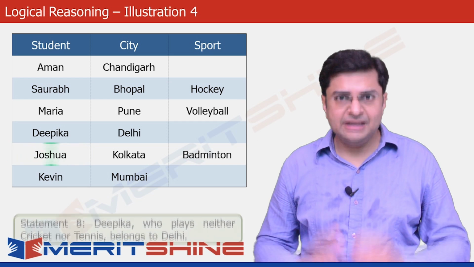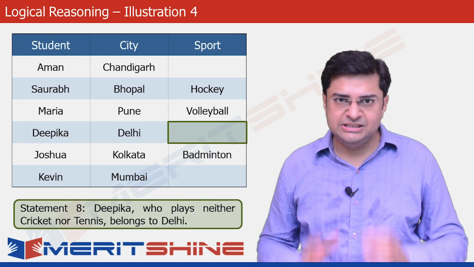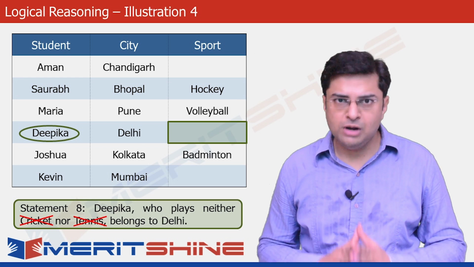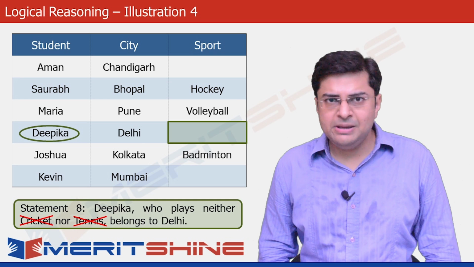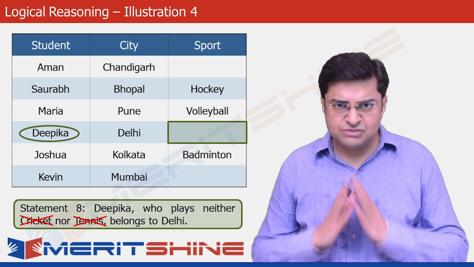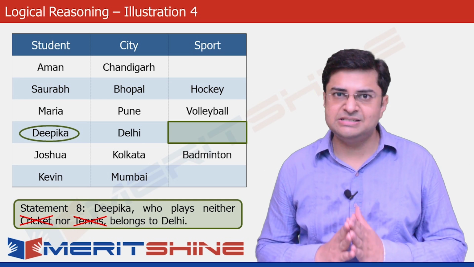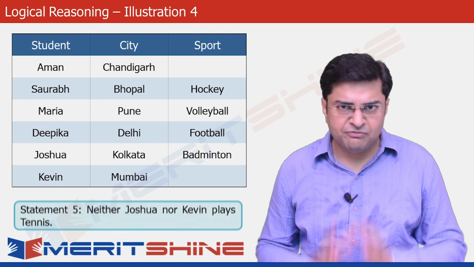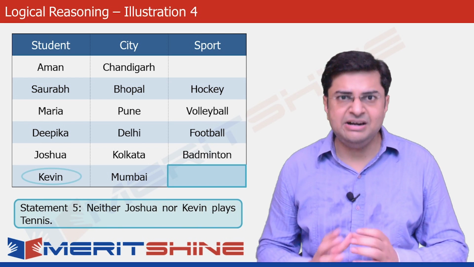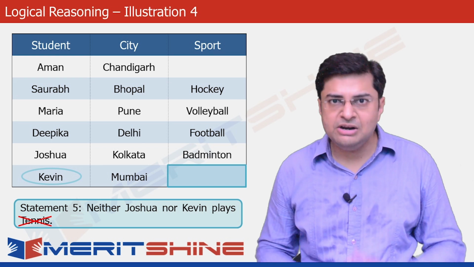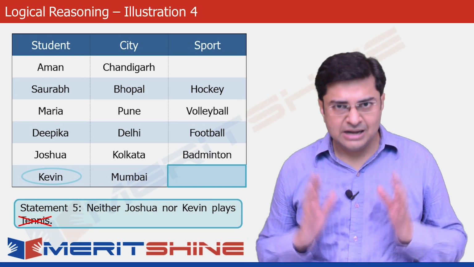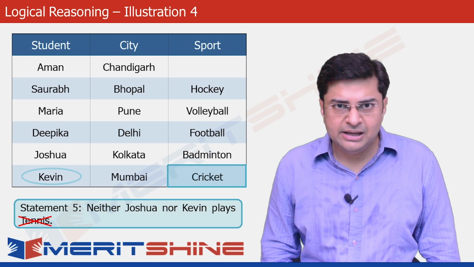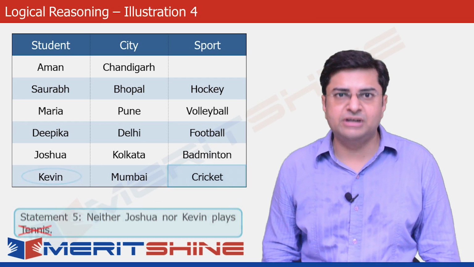Now let's use statement 8 once more. It tells us that Deepika plays neither cricket nor tennis. Since hockey, volleyball and badminton have already been filled in the table, we are left with just one sport that can be put in this vacant cell, that's football. We will use statement 5 now, which tells us that Kevin doesn't play tennis. And since we are now left with just 2 sports, tennis and cricket, Kevin must be the one who plays cricket. So let's fill this up accordingly and move to the last vacant cell of the table.